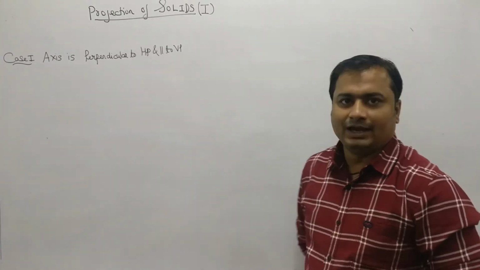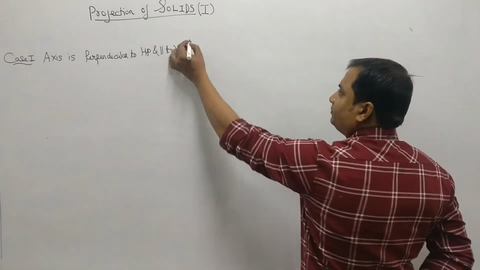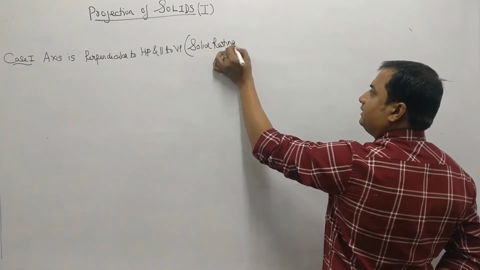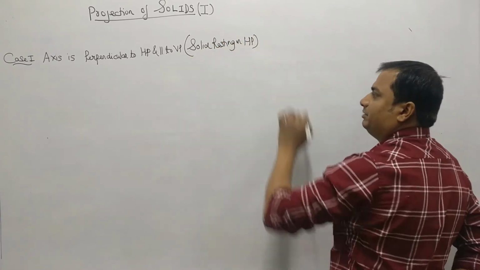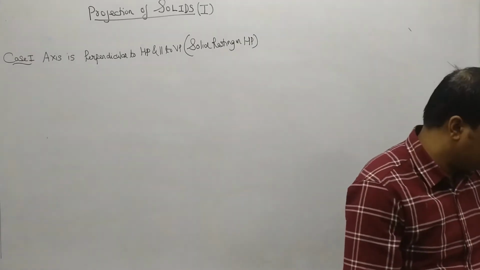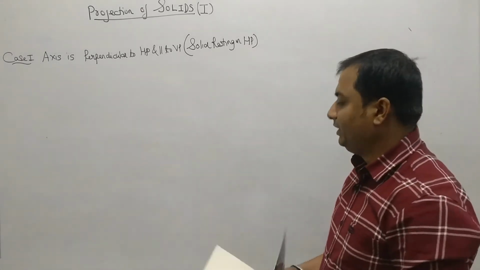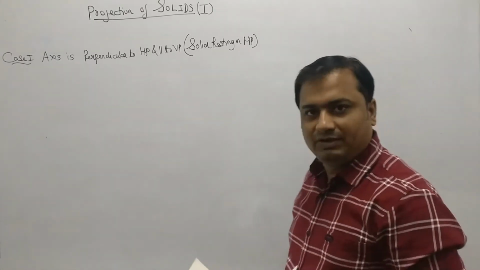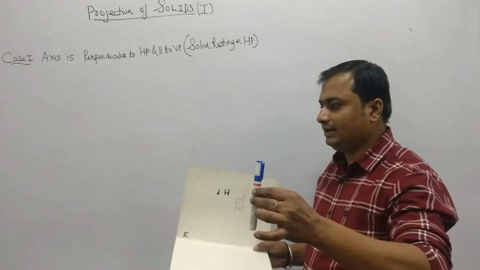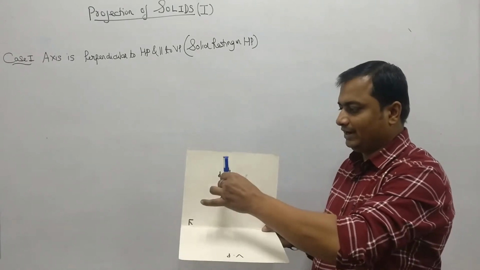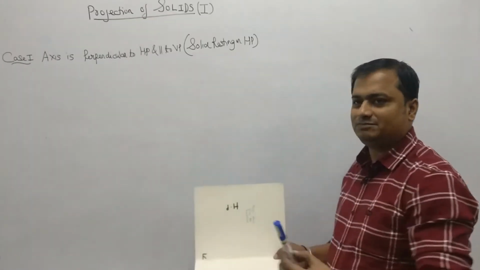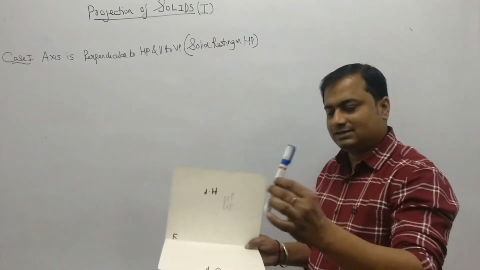perpendicular to the HP and parallel to the VP, or you can say solid resting on HP. मतलब solid HP में rest कर रहा है, solid HP में रखा हुआ है. So you can say in this simple language also, the axis is perpendicular to the HP and parallel to the VP. Okay, suppose just imagine if this is the axis of the solid, if the axis is perpendicular to HP and parallel to VP, so the axis is behaving like this. So for all the solids, prism, pyramid, cone and cylinder, axis is like this.